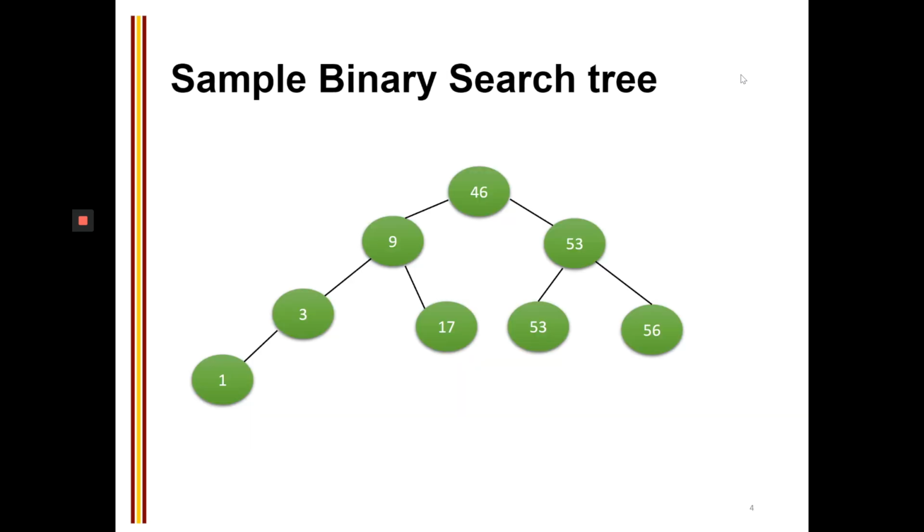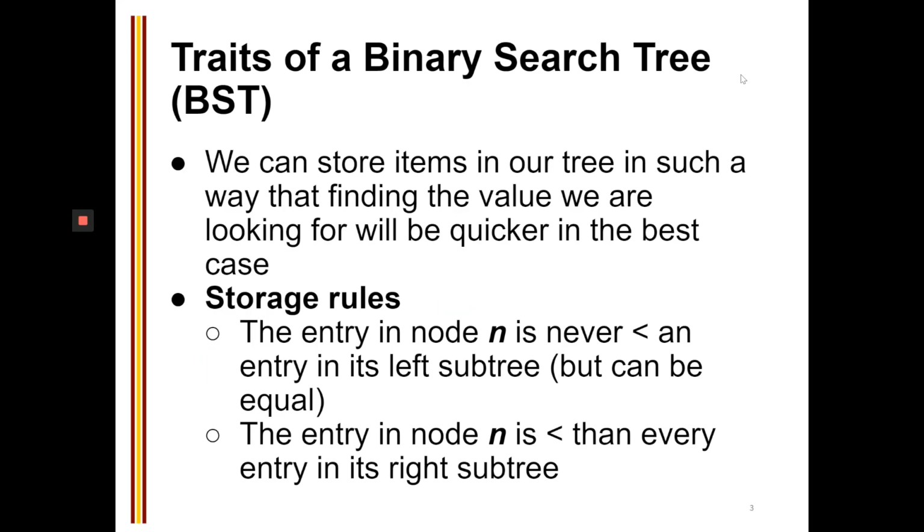Now, one thing to note right off the bat: is this a full or a complete tree? This does look complete in terms of how the different depth levels are filled in, but that's not what makes this a binary search tree. What makes this a binary search tree is that it follows these storage rules. The storage rules being that the entry in node n is never less than an entry in the left subtree.